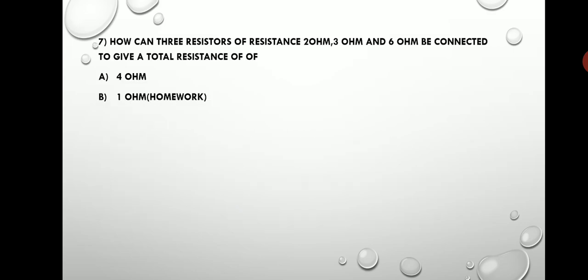So again, the seventh one: how can three resistors of resistance 20 ohm, 2 ohm and 6 ohm be connected to give a total resistance of 4 ohm? See, here three resistors are given. You can connect them in series or parallel, but the total effective resistance should be 4 ohm. In what ways can you connect them so that you get 4 ohm?